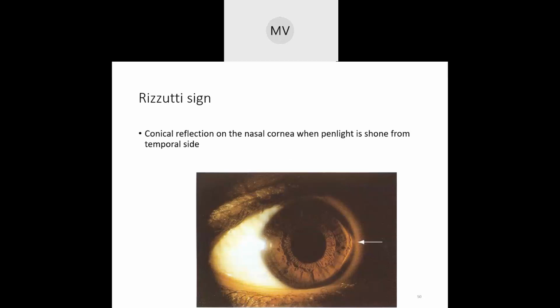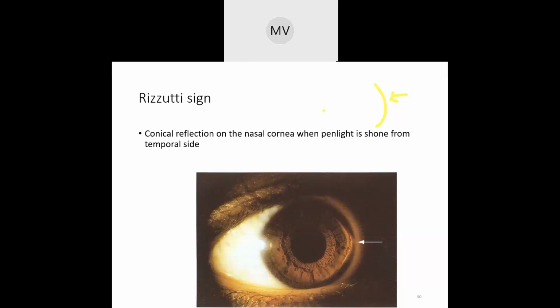Then the next one will be Rizzuti sign. Conical reflection of the nasal cornea when a pen light is shown from the temporal side. So consider if the patient's cornea is normal. If we project light from one end, it will form a point focus because the whole cornea will act as a lens, and if we project a light source from the temporal side, we'll be able to see a reflex. But in case of keratoconus, the reflex we observe in normal patients will be somewhat diffused.